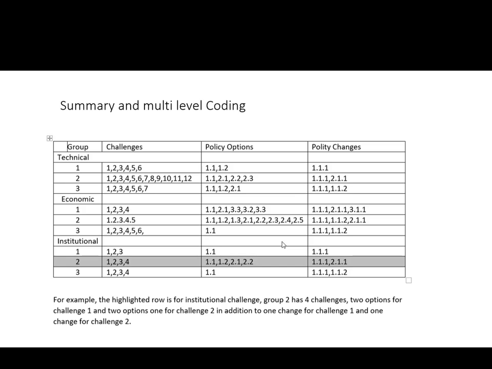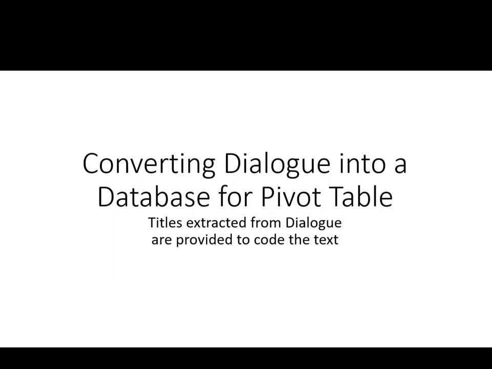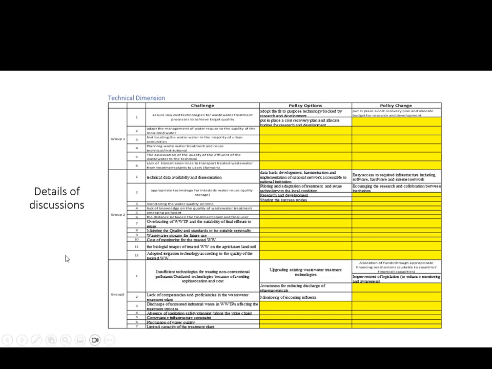I summarized what was in the previous slide using, for example, I highlighted for institutional issue. For Group 2, they had 4 challenges and 2 policy options for the first challenge and 2 policy options for the second challenge, 1 policy change for the first challenge and 1 policy change for the second challenge, and you can follow this from the table here.